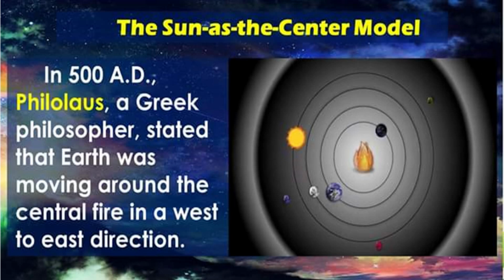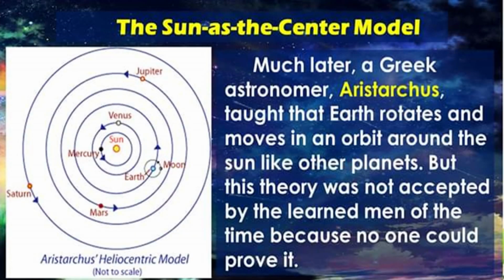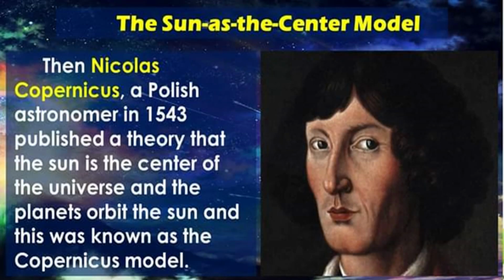The Sun as the center model. In 500 AD, Philolaus, a Greek philosopher, stated that Earth was moving around the central fire in a west to east direction. Much later, a Greek astronomer, Aristarchus, thought that Earth rotates and moves in an orbit around the Sun like other planets. But this theory was not accepted by the learned men of the time because no one could prove it.